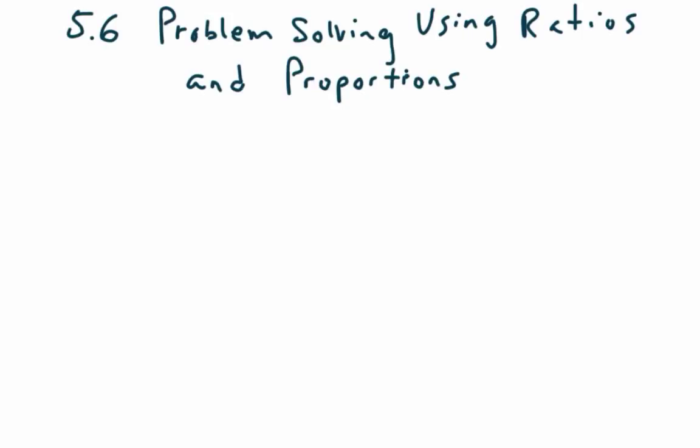So today we're doing Chapter 5, Section 6, problem solving using ratios and proportions. And I want to break the notes up into two categories. My first category, my Roman numeral 1, is going to be when you're changing the ratio or rate.